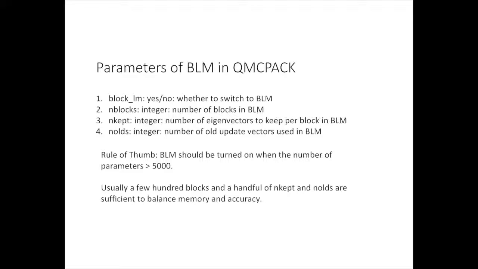So the rule of thumb is that the block linear method should be turned on when the number of parameters exceeds 5,000. Once you have more than 5,000 wavefunction parameters, the linear method tends to have memory troubles, so you should switch to the block linear method. My limited experience tells me that usually a few hundred blocks and a handful for these two parameters, like 5 or something, is going to be sufficient to balance memory and accuracy.